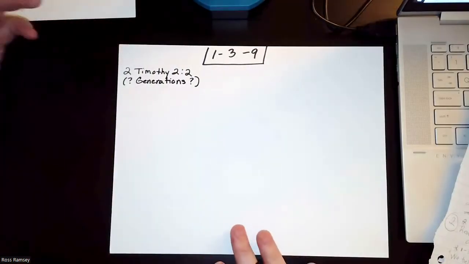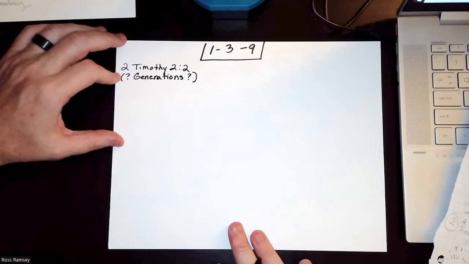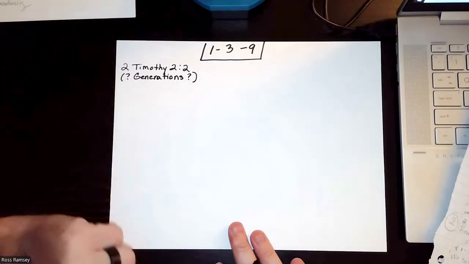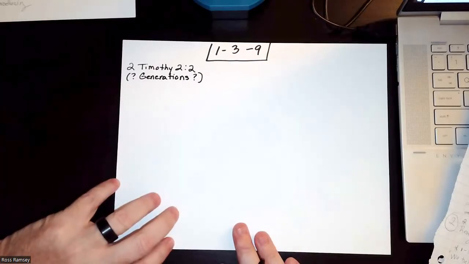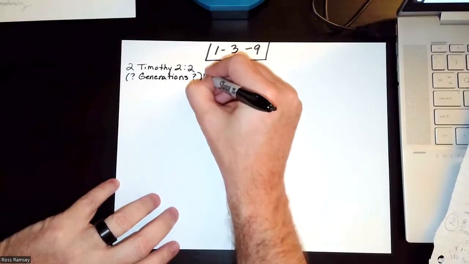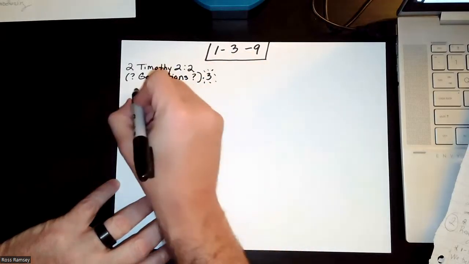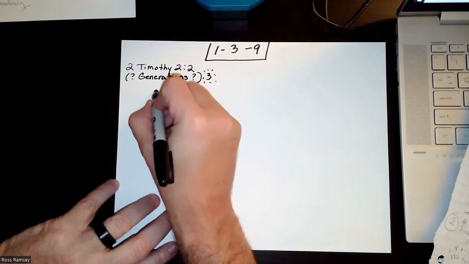Someone reads it and you ask, all right, how many generations do we see there? And you listen. The key answer is three. There are three generations represented there. You're like, yeah, that's right. So what we want to do is draw this out.